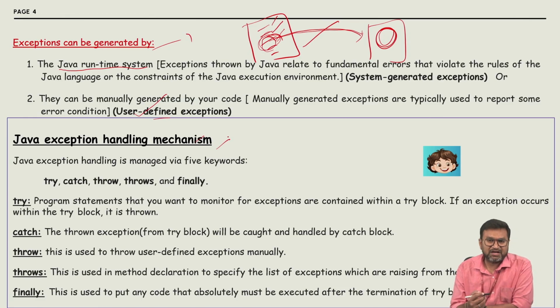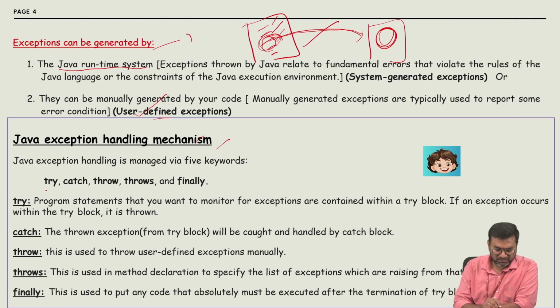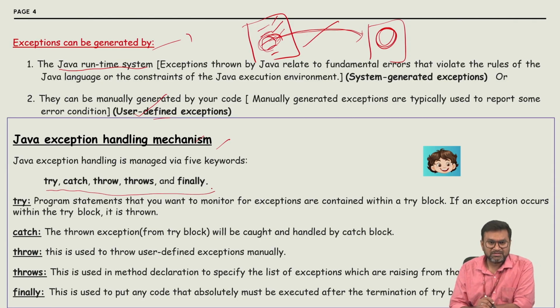So in Java exception handling mechanism, we can handle exceptions using these 5 keywords. Here I have listed them out: try, catch, throw, throws, finally. We'll discuss them one by one in detail in further sessions. But right now, these 3 are important: try, catch, and finally. To handle exceptions, basically we go with these 3.